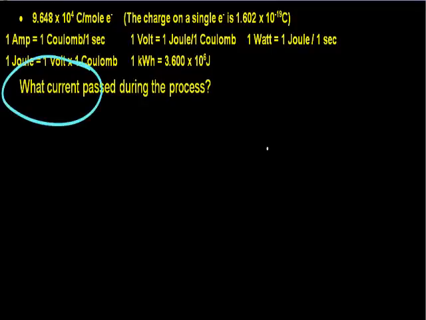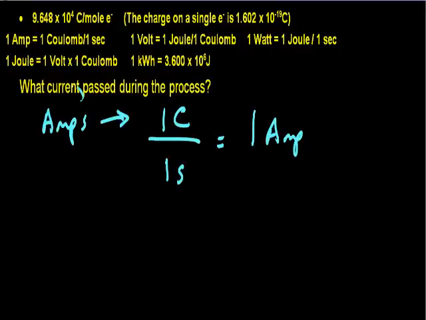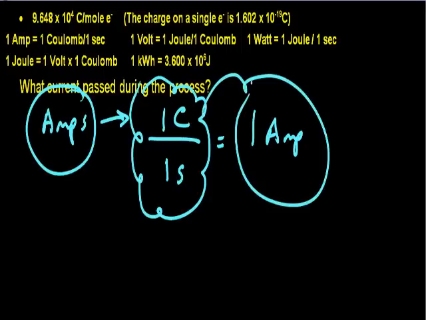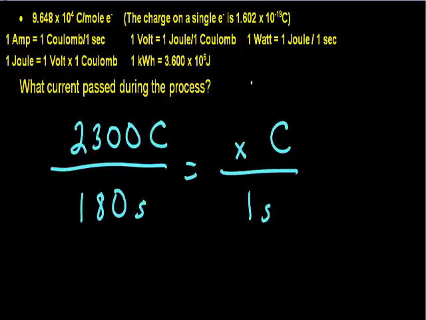The next question asks us what current will pass while this electroplating process took place. Now, current is measured in amps. An amp is the flow of 1 coulomb of charge per every second, which would be the same thing as 1 amp.